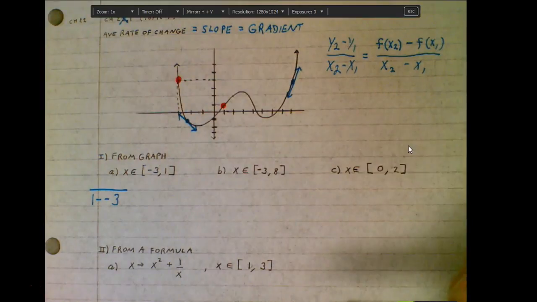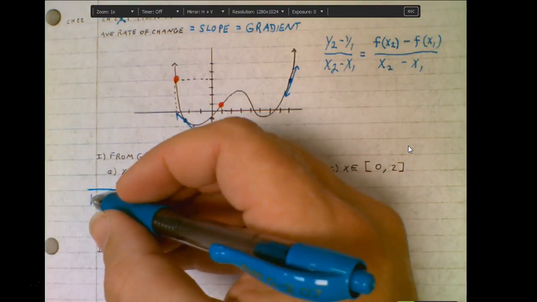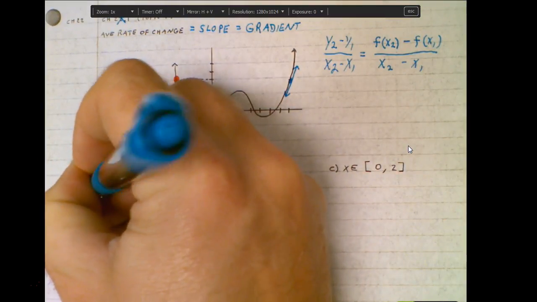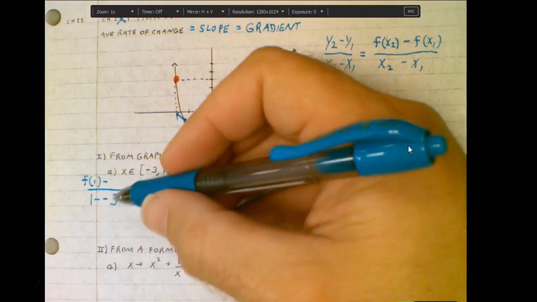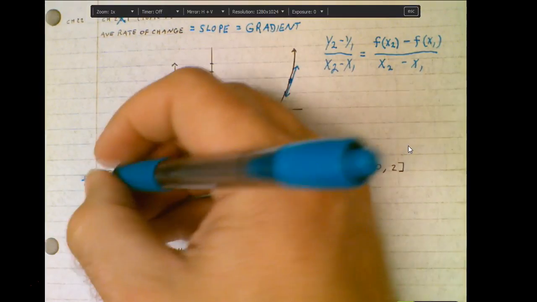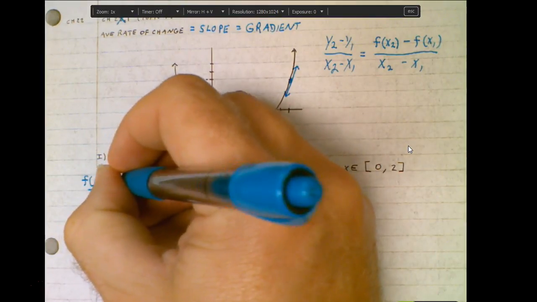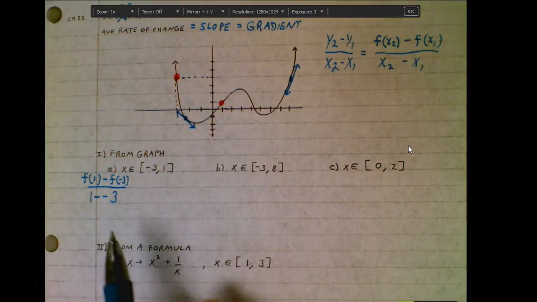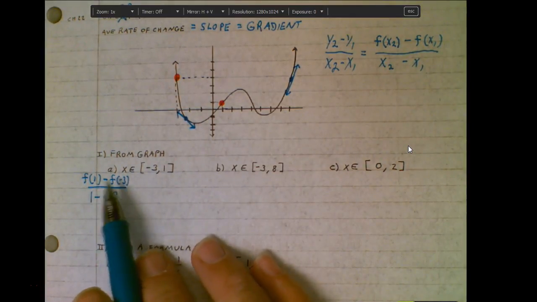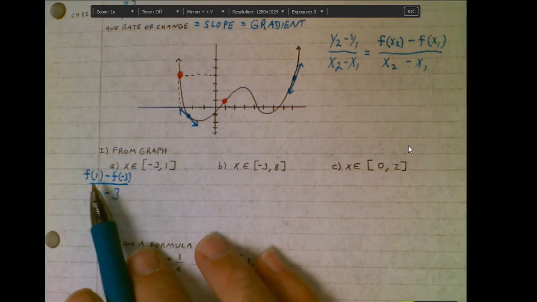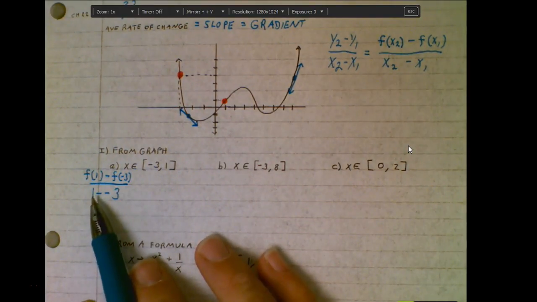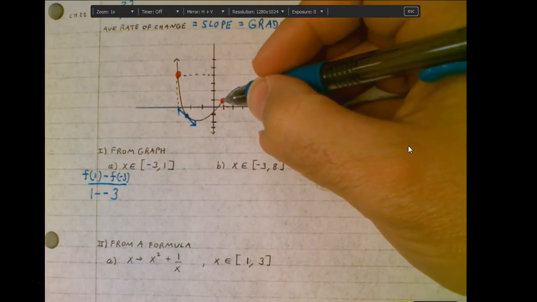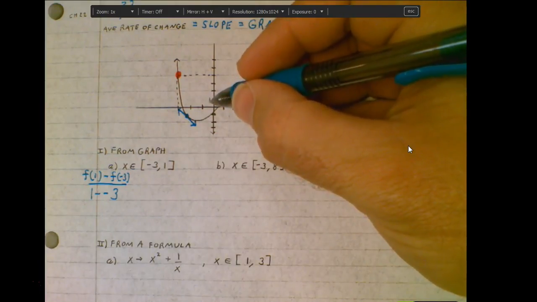And on top, how do you get the y values? Well, if I plug this x into the function, so f of 1 minus the y value that results from him, so f of negative 3. Again, as I stated up here in the start of the video, this is the same thing as saying y minus y. But where does this y value come from? It comes from taking a 1 as an x value right here, and if I plug it into the function, what is the y value that I get out of that?